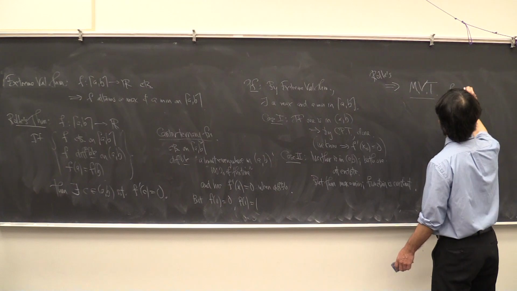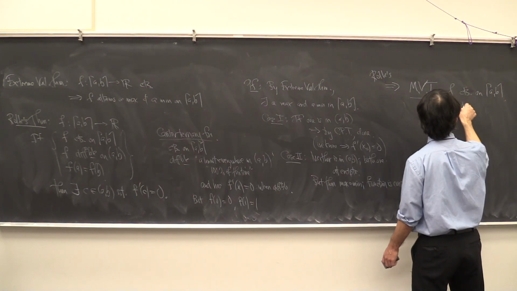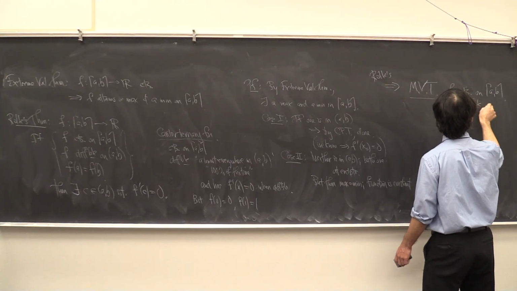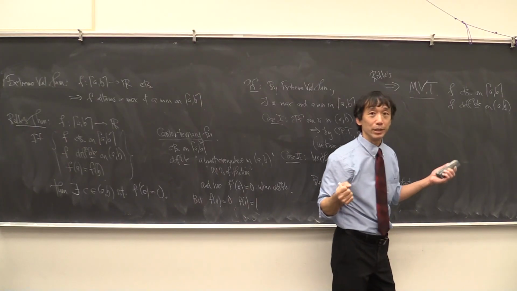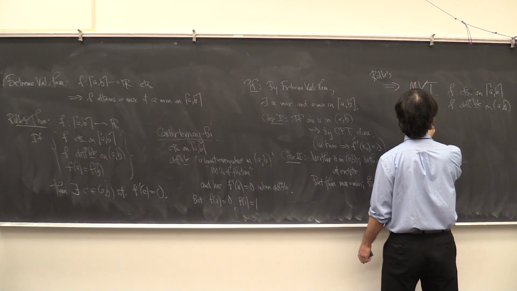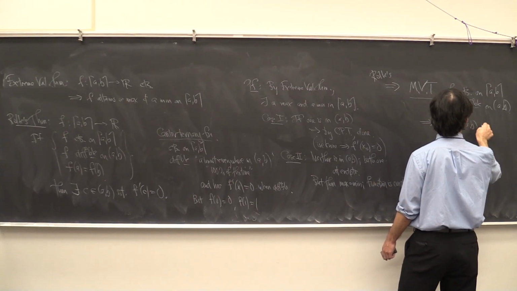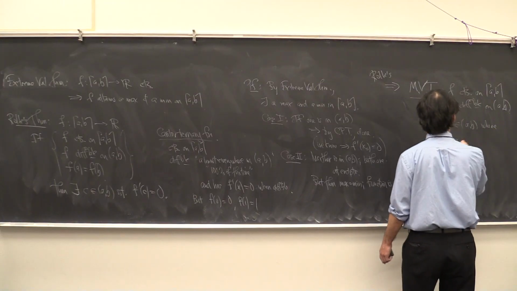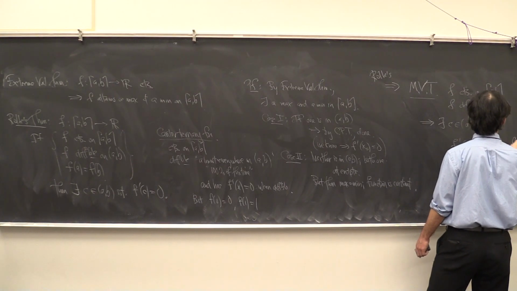So same sort of setup, right? You've got f continuous on [a, b], f is differentiable on the interior, but that's it. Now we don't have the boundary conditions, okay? But even so, there still exists a point in the interior where f prime equals (f(b) minus f(a)) over (b minus a).